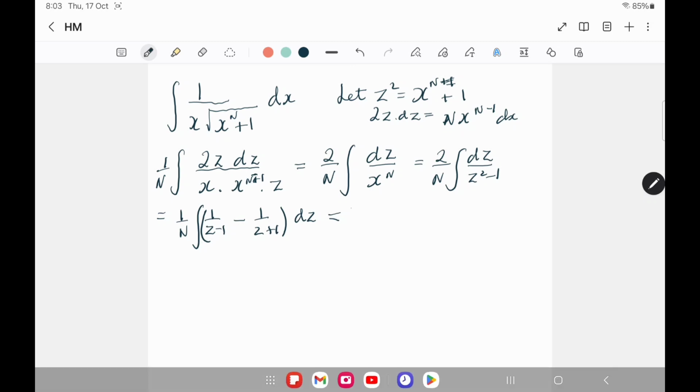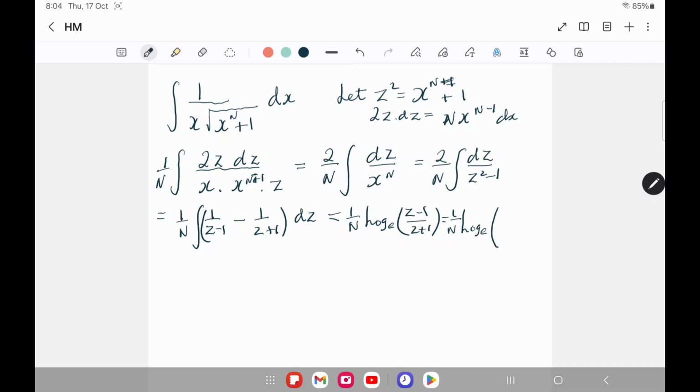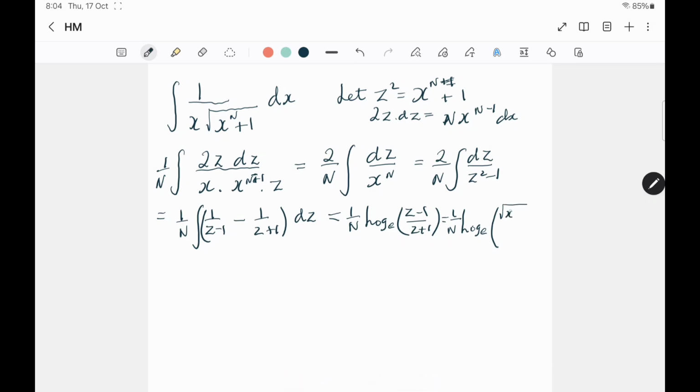which equals 1 upon n, log to base e, z minus 1 over z plus 1, and returning to the old variable, that simply becomes 1 upon n, log to base e, and that would be the square root of x to the n plus 1 minus 1 over the square root of x to the n plus 1 plus 1. That completes that one.